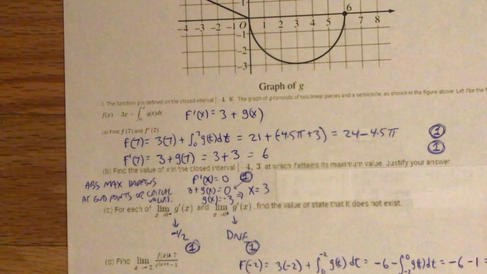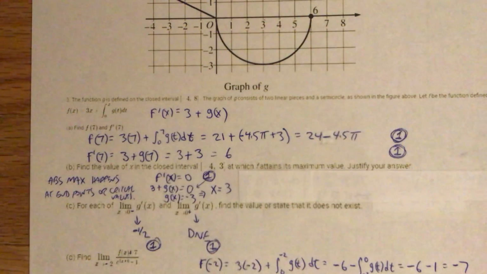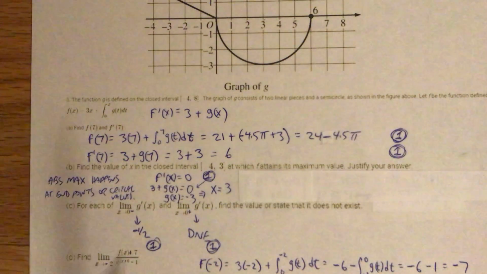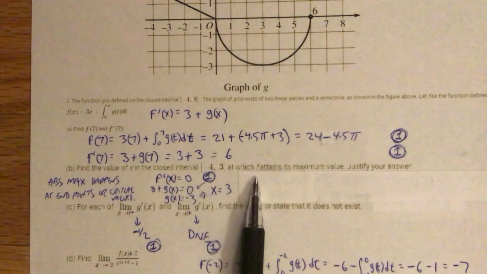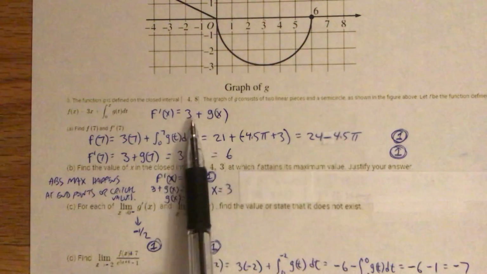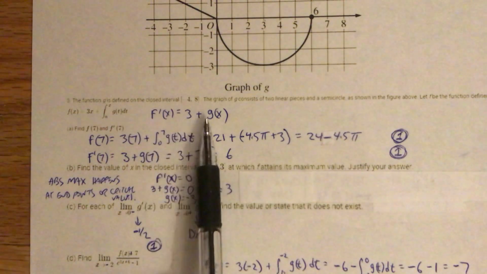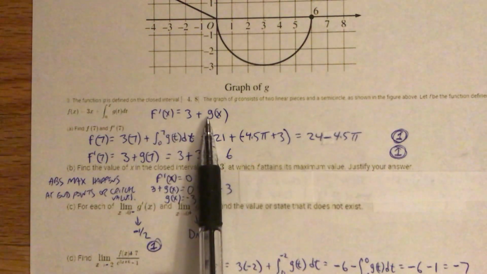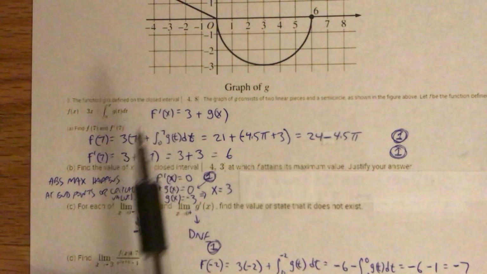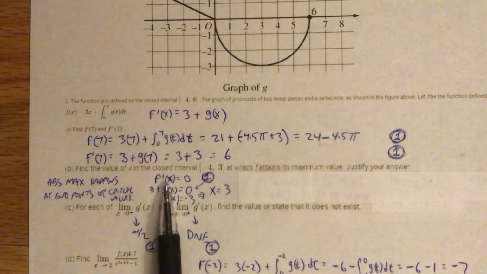So remember, critical values are spots where the function's derivative is either 0 or undefined. So first, are there any spots where the function's derivative is undefined? Function f, here's f's derivative. Well, g's always defined, and 3 is always 3. So f prime of x is never going to be undefined. So in order to look for critical spots, we just need to know where f prime of x could be 0. So that's what I solved here.